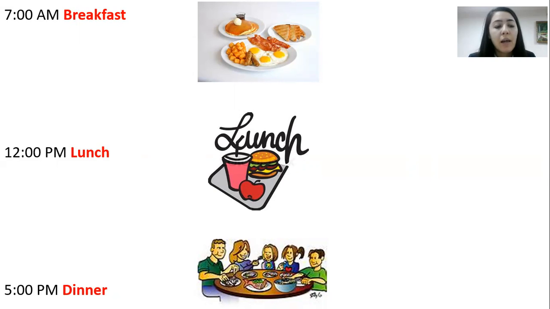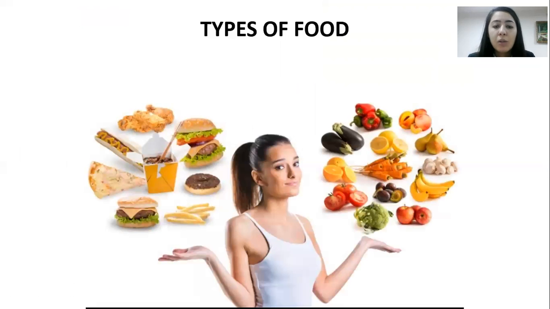And what about dinner? In many countries, for example in Uzbekistan, people eat dinner between 6 and 7, or sometimes maybe 5, and it also differs from culture to culture, people to people. So we have got different types of food. There are some healthy and unhealthy foods.